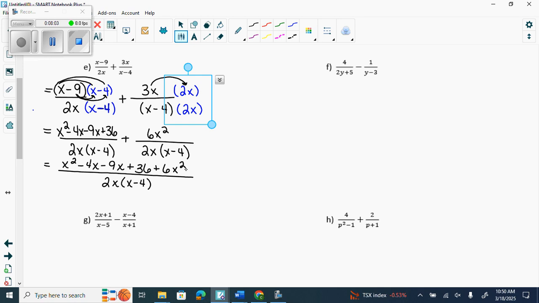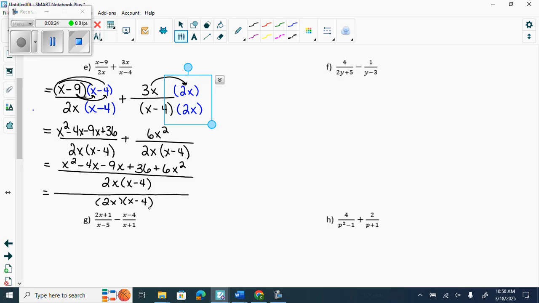Do we agree? I've done nothing crazy, right? I distributed, and then I rewrote the whole numerator, yeah? Yeah, that's the next step. So now we're going to get all over 2x, x minus 4. Now the numerator, we have to put together what's the same thing.